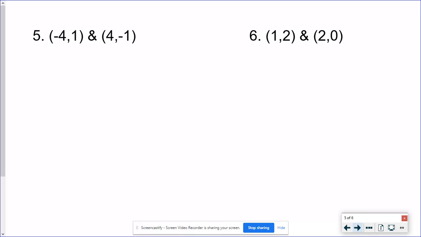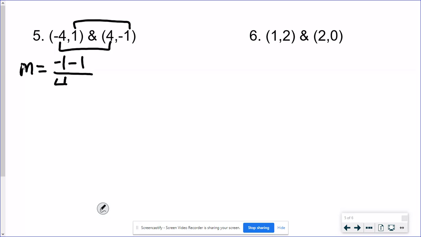Okay, just like the last lesson, I'm going to say if you feel pretty good right now, please pause the video, do 5 and 6 on your own, and then check it with my work. Okay, so I'm going to go through these. So I'm going to have -1 minus 1 and 4 minus -4. Gets me -2 over 8, which is -1/4.